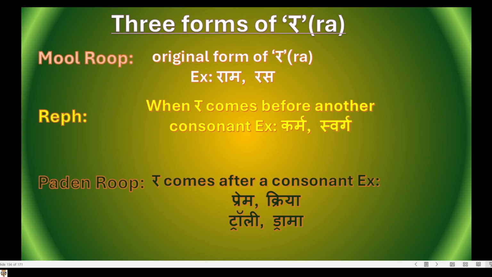Now, the other way of representing the Paden Roop is by adding an inverted V symbol to the bottom of a consonant. Let's see with an example. Here we have the letter Ta. Below it, we have an inverted V symbol, making it sound Tra. On the whole, this word will be pronounced as Trolley.